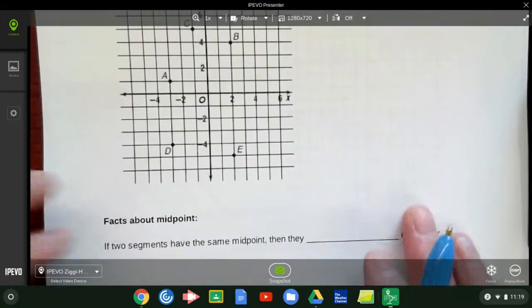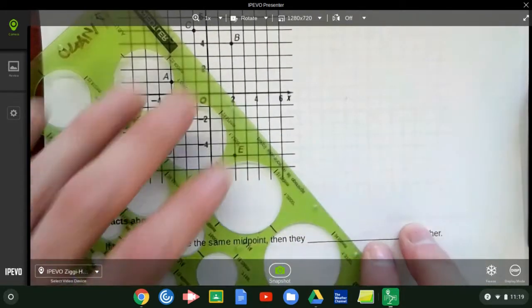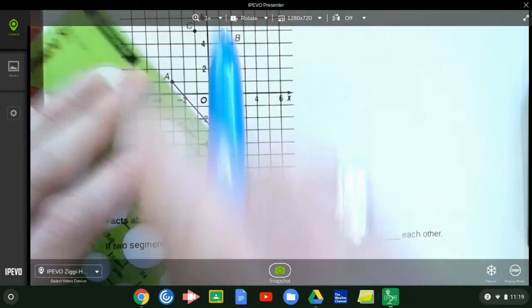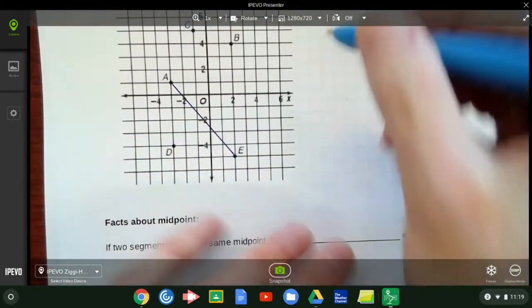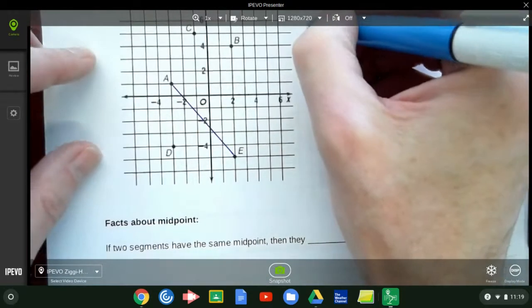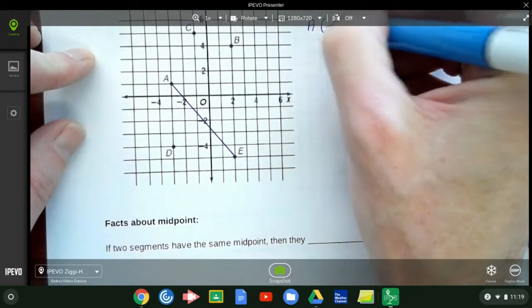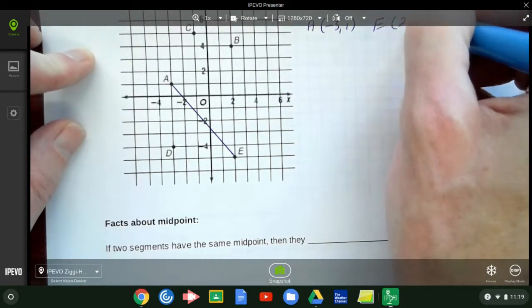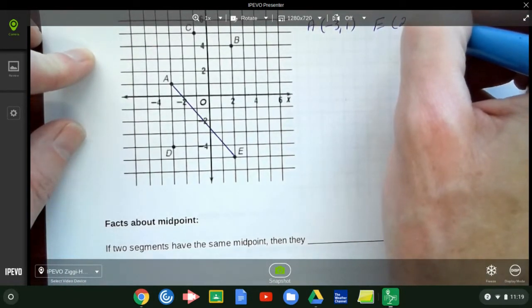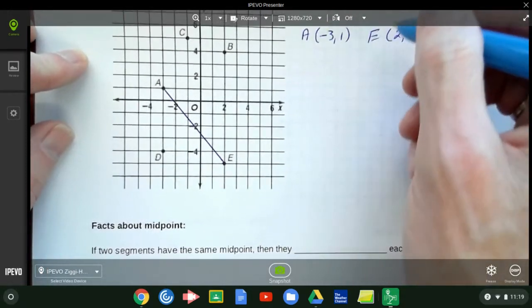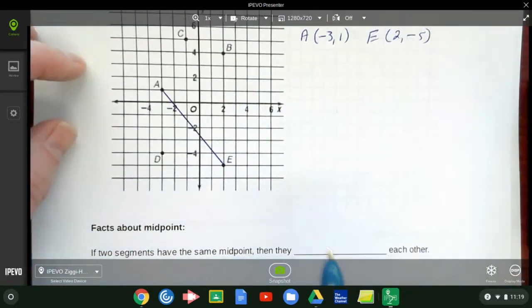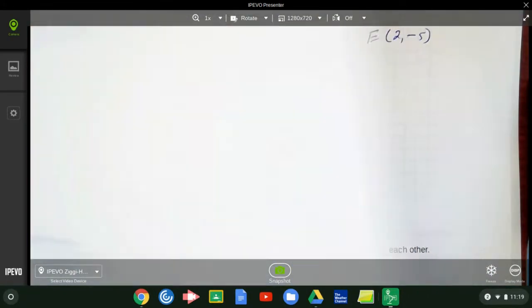So let's take our same segment that we were working with, segment AE. We already found the slope of that segment. Let's find the midpoint of that segment. So the midpoint of that segment, let's see, get my points again. A is at negative 3, 1. E was at 2, negative 5. Did I forget a negative in that last problem? I did. Okay, so you're going to correct that last problem. Okay, so we did make a mistake over here.